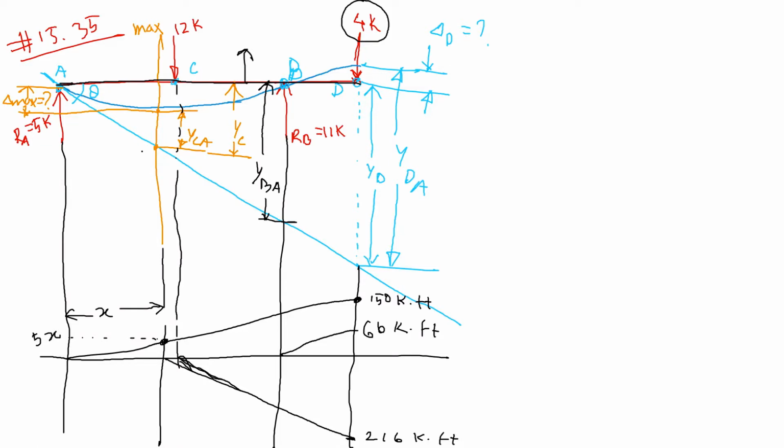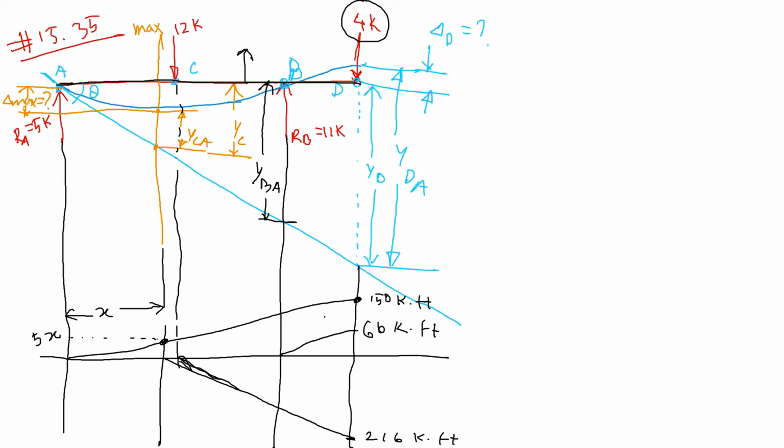Now let's say the max deflection happens at distance x from A. The moment at that point we can calculate: we have the 5k load here, the distance is x, so 5k load times distance, 5x, is the moment at this point.